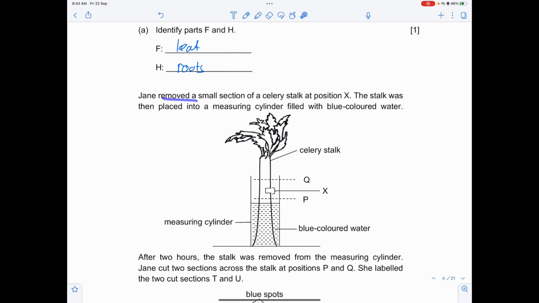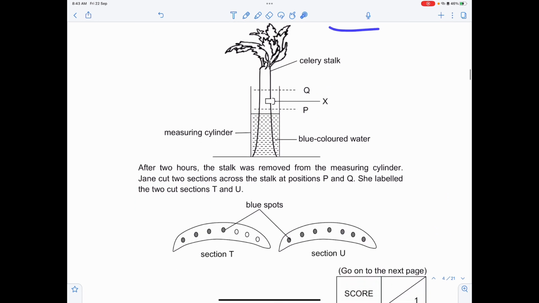Jane removed a small section of celery stalk at the X. The stalk was then placed in the measuring cylinder with blue water. After 2 hours, the stalk was removed. Jane cut two sections, P and Q, above and below the cut. She labeled the two sections T and U.